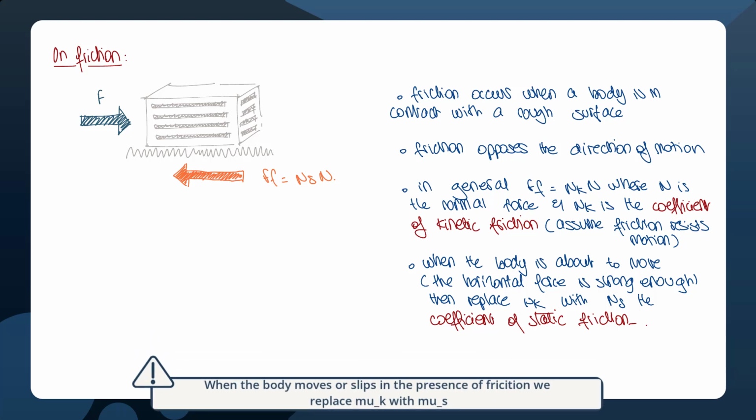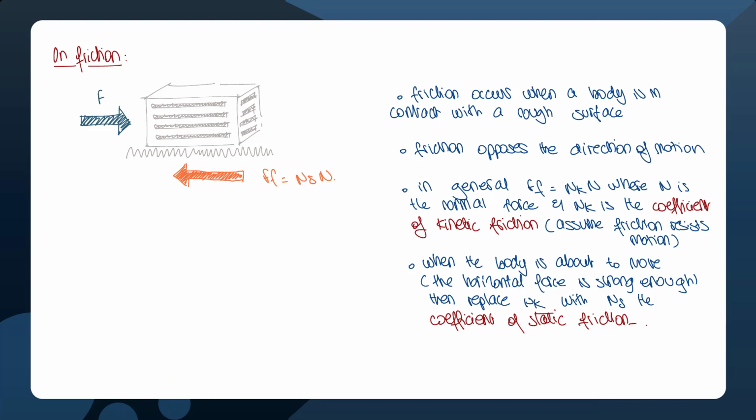So to summarize again what we have said, friction opposes the direction of motion. In general, the value of friction is equal to mu k N, assuming that the friction force is strong enough to impede any motion. But whenever the box is on the verge of moving, or is actually moving, one needs to replace the friction value with mu s N, where mu s is the coefficient of static friction.